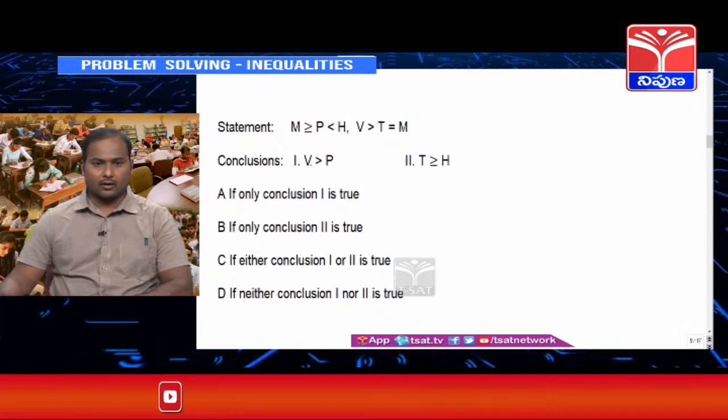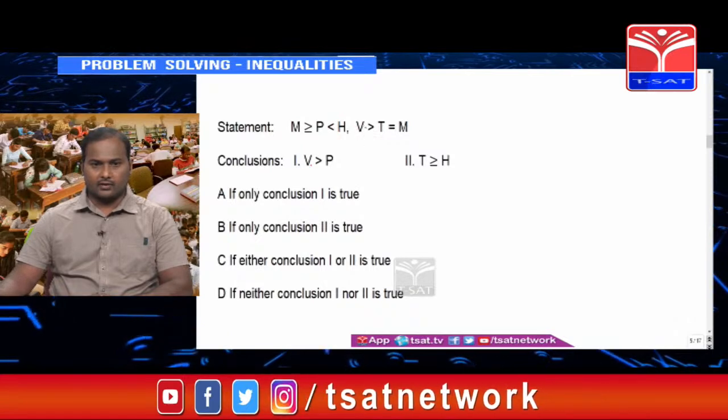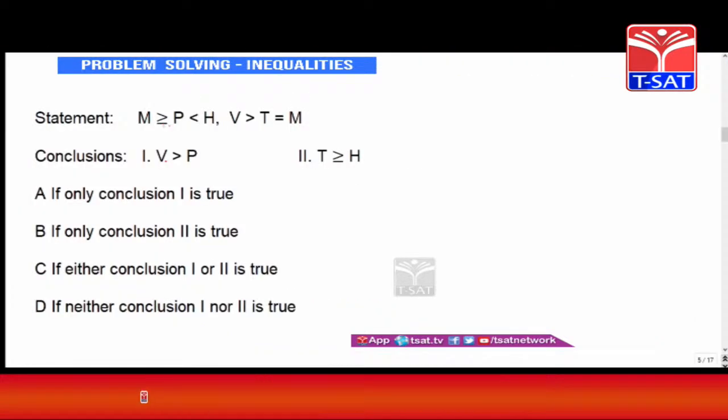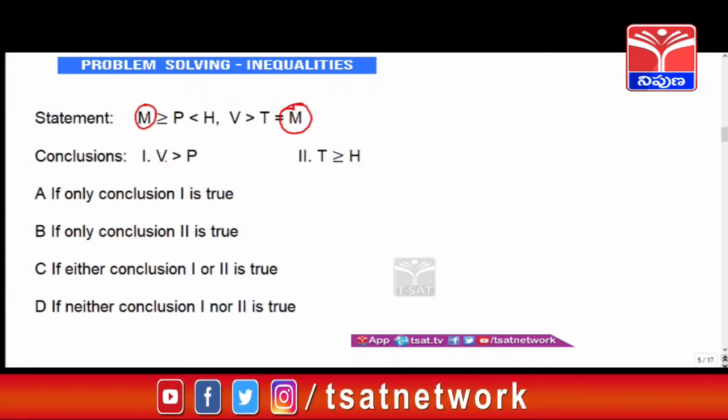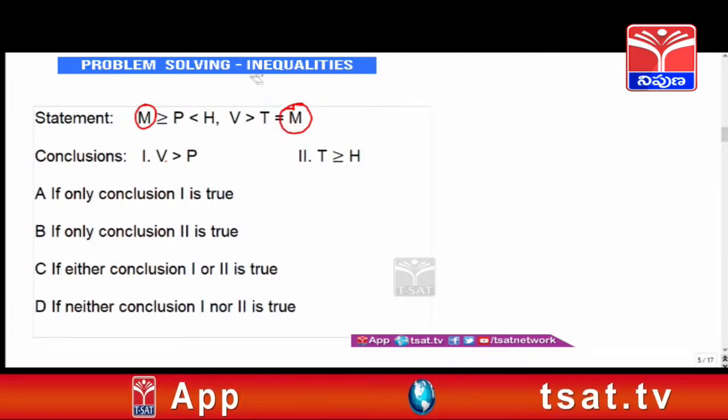See here, in this case two statements are given. One is M greater than or equal to P, P is less than H. In the same way, V is greater than T and T is equal to M. So whenever you see this kind of question, you check for the common letter. What is the common letter in these both statements? The common letter is M here. Here also the common letter is M. So when you see these two common letters, try to place M only, you take only one M out of these two particular statements. Let's see how it is.